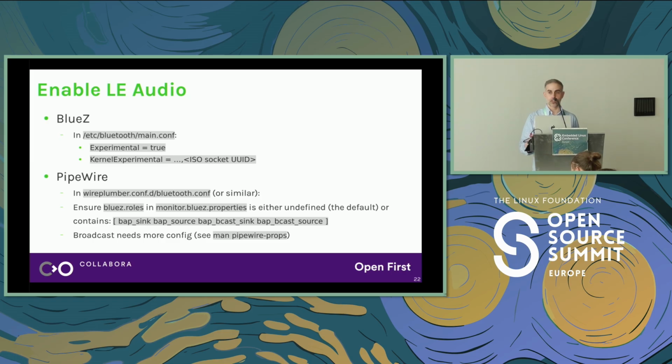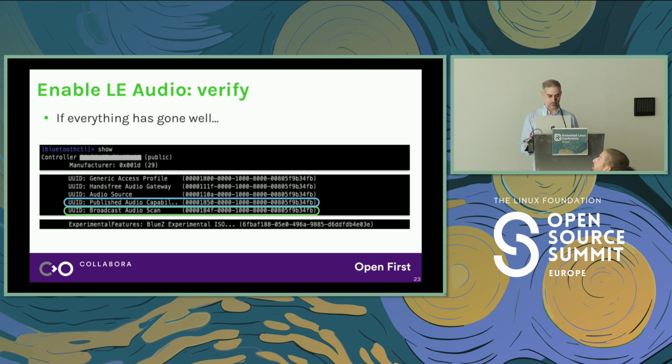If you need to look into the broadcast config, you can look into the man page of PipeWire props. There is an example there. It's not well documented. I myself don't understand half of it yet. So yeah, and that's going to change.